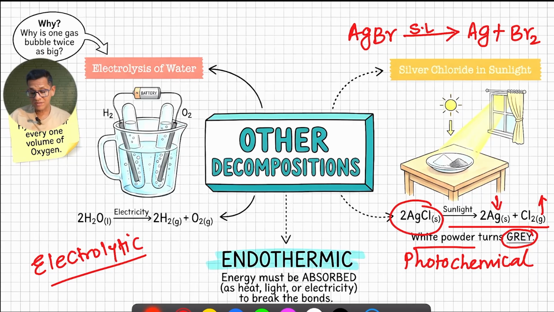So both these chemicals, like silver chloride and silver bromide, have to be stored in dark bottles, because if you expose them to sunlight, they'll just simply decompose into their respective products. Also remember that these substances were used in black and white photography.